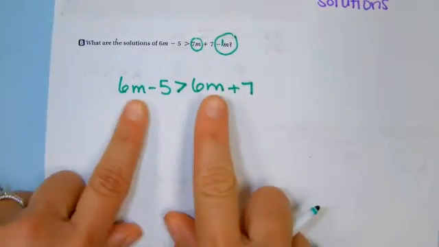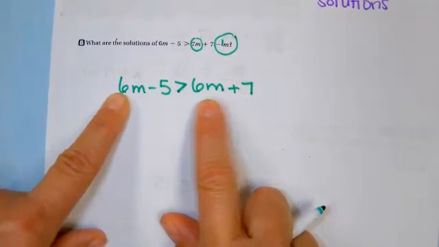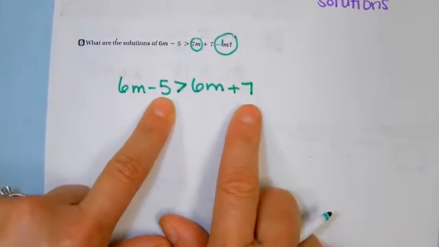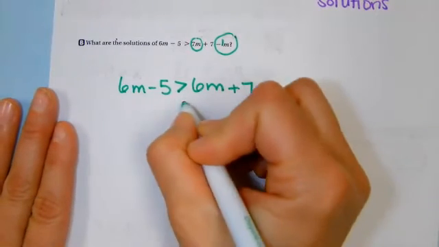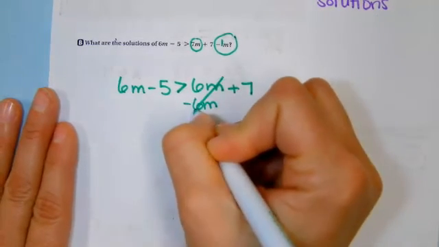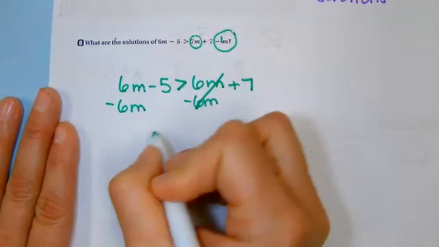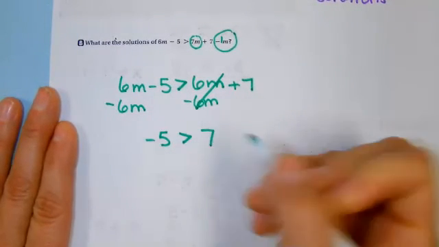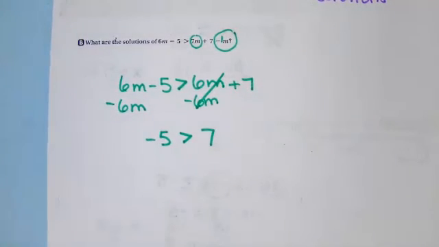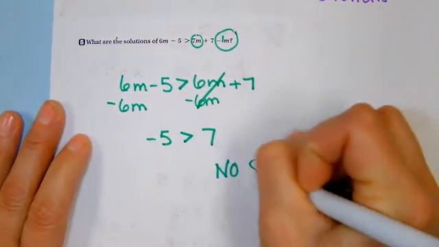Okay, so now you can see we have the same 6m on either side of our inequality, but this is different, minus 5 and plus 7. So let's keep solving and see what happens. Let's subtract 6m from this side and subtract 6m from this side. Okay, so this would give me 0, leaving me with negative 5 is greater than 7. Okay, and that is untrue. Negative 5 is never greater than 7. So our answer to this one is no solution.